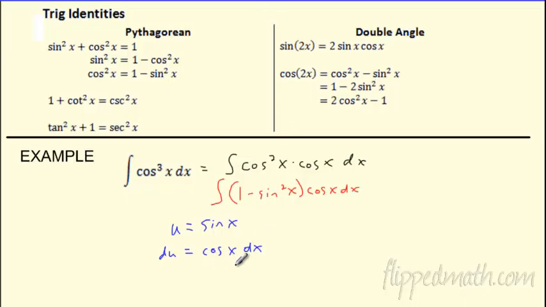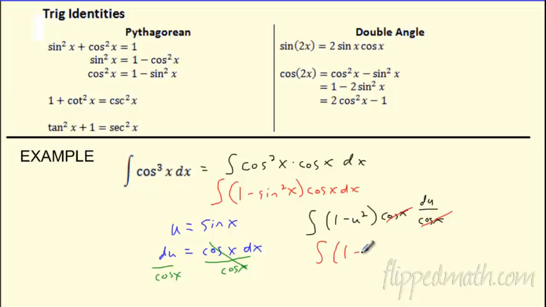So let's solve this. Derivative of sine is cosine, so let's solve it for dx. I'm going to divide by that. Boom. Now I think I'm ready to plug in my u. So what do I have here? I'm going to have 1 minus u squared, because u is sine. And then I still have that cosine there. And dx, I'm going to sub in as du over cosine x. Aha! That's why that's nice right there. Boom. Now I am actually ready to rock and roll. Now I'm in a spot.